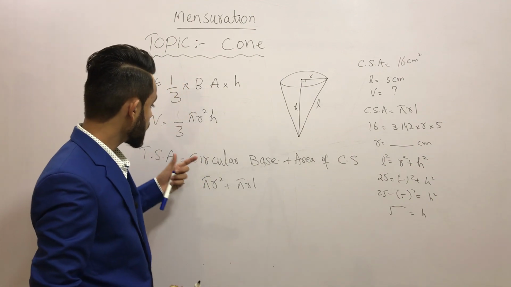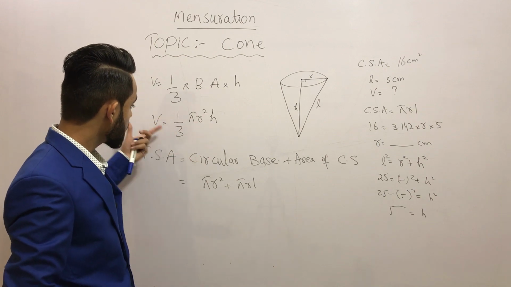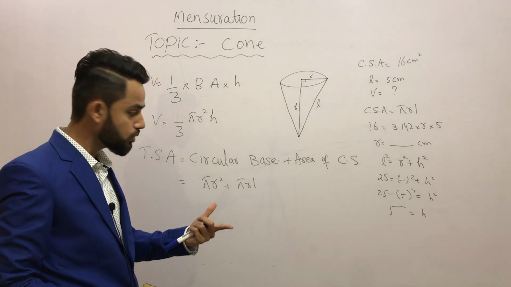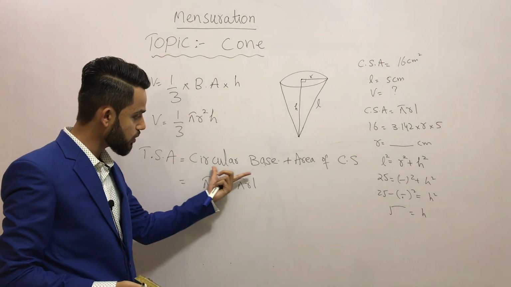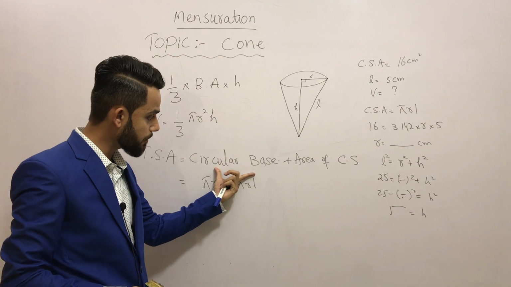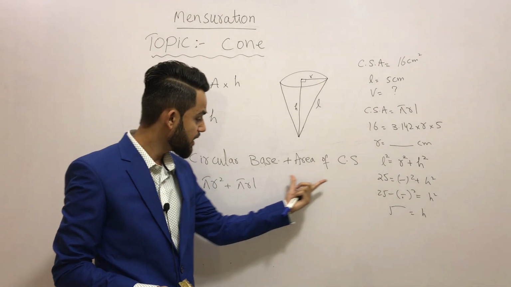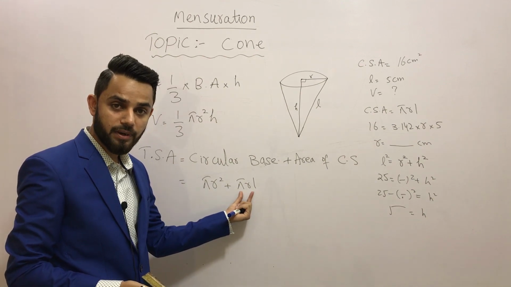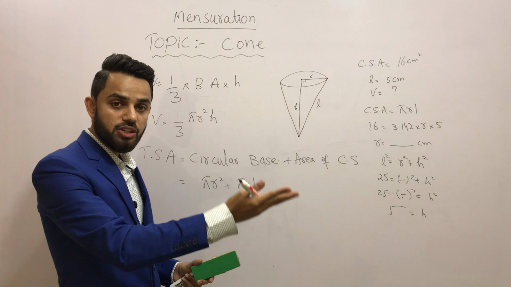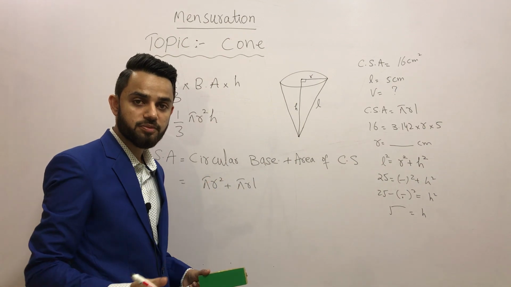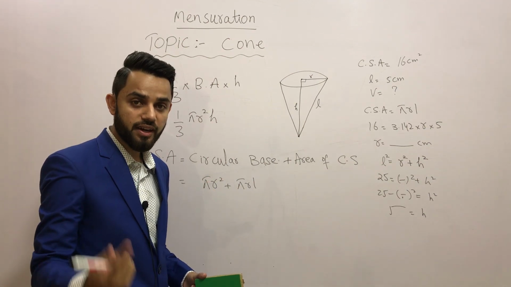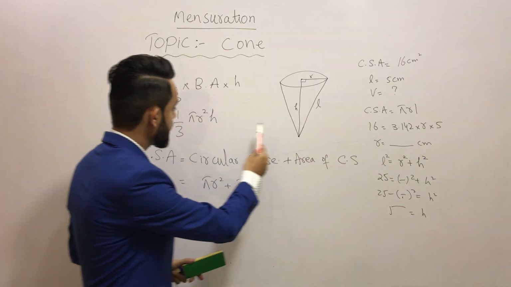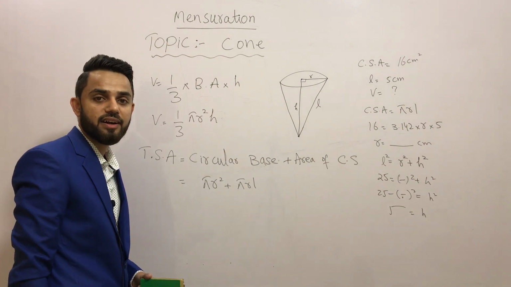So if you are aware of the formula for the volume of a cone and the total surface area of a cone, you do know that the total surface area of a cone basically consists of the circular base plus the area of the curved surface, where the circular base is pi r square and the area of the curved surface is pi r L. So according to the need of the question, or according to the situation of what has been given and what you need to find, you can plug in and you are going to get the desired result.